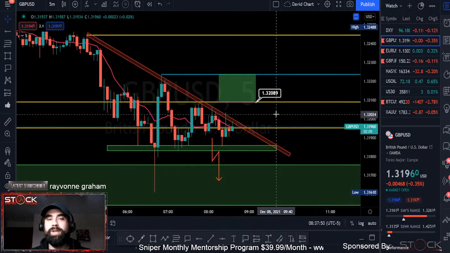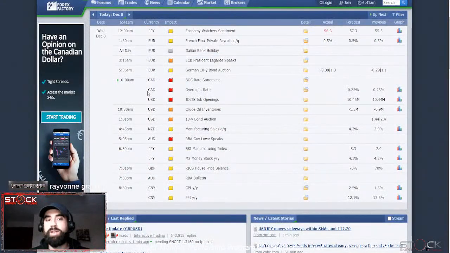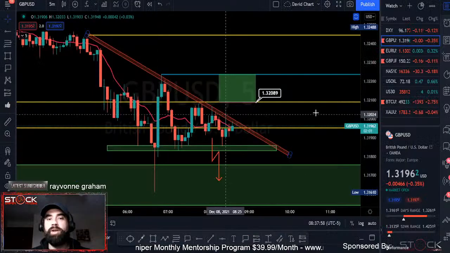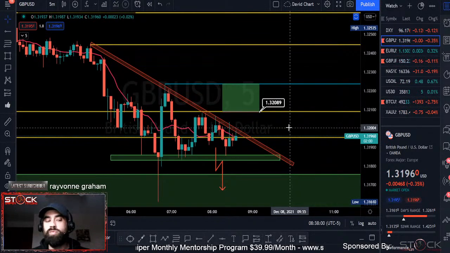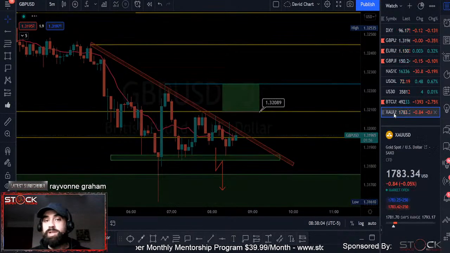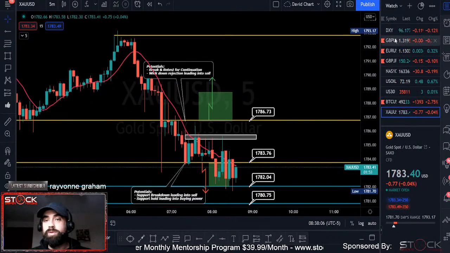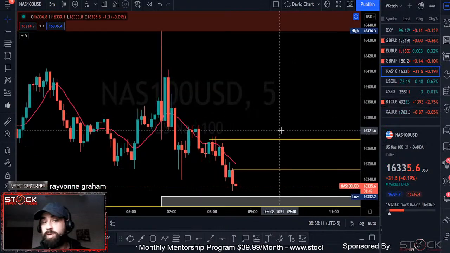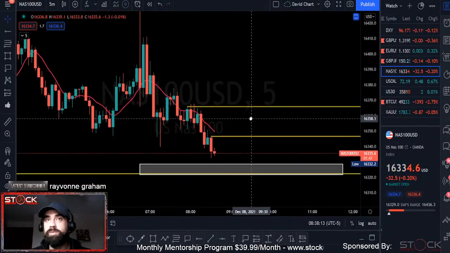Very little volatility, and you can see why. There's no news until 10. So they're just sideways trading it until that time. So we might just be chilling out, having a chill session here, watching gold, watching NAS, watching GU, not much movement. The whole market is not moving right now, which is surprising.